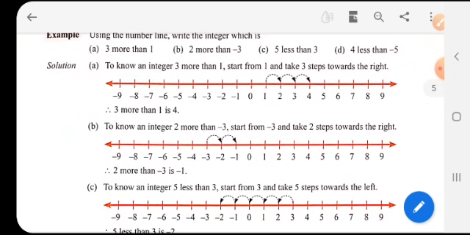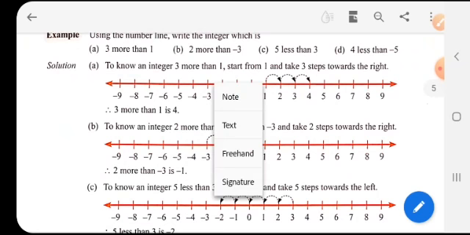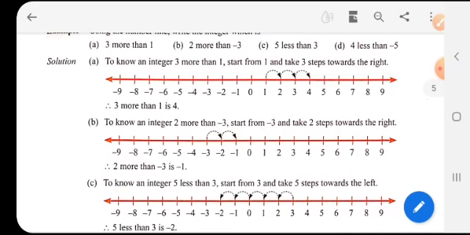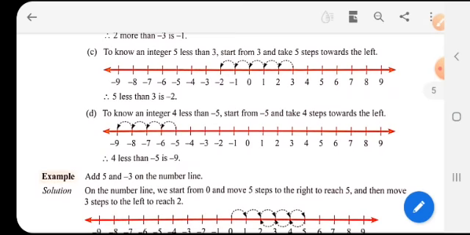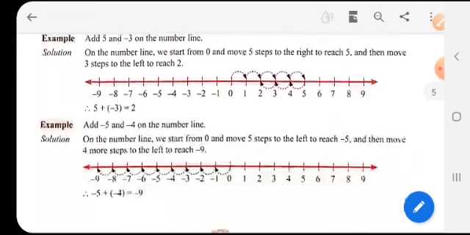Then to find an integer 2 more than minus 3, in this case we will move towards 0. We take the start from minus 3 and come to minus 2, then minus 1. So the answer is minus 1. So 2 more than minus 3 is minus 1. This is how we can calculate or add the numbers.